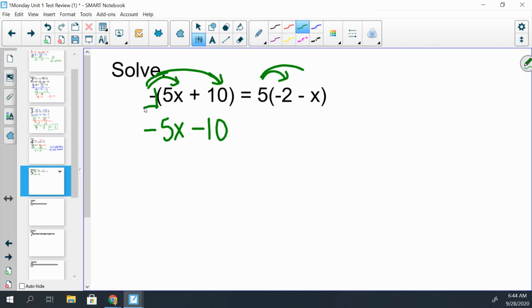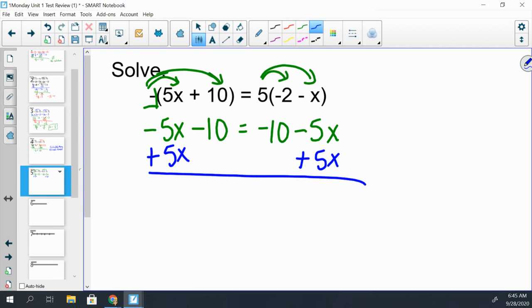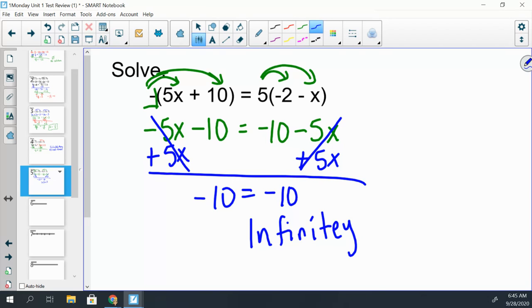On this side, same thing. I'm going to distribute the 5. I'm going to have -10 and -5x. Okay. I want to eliminate the x's on one side. So I think I'll eliminate these by adding 5x. And when I add 5x on this side, oh my goodness, they eliminate here again. And I have -10 equals -10 because those are gone. And that's true. So again, infinitely many solutions.